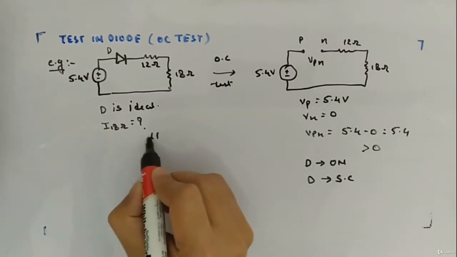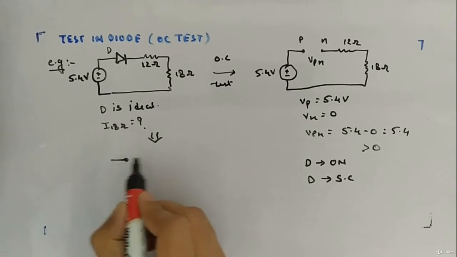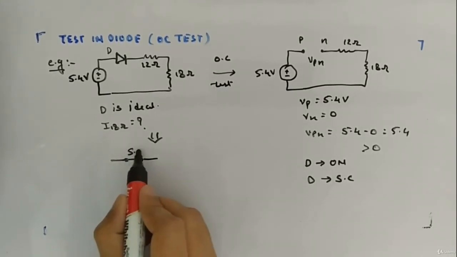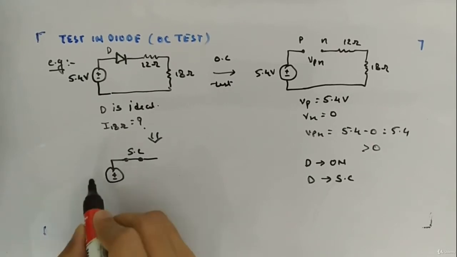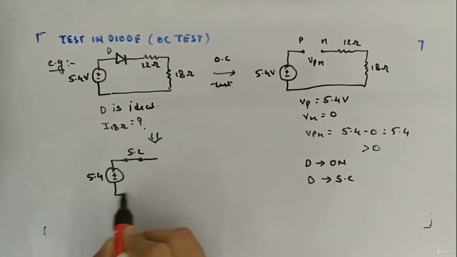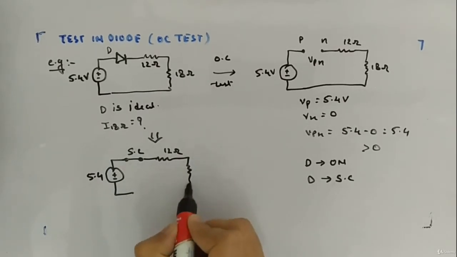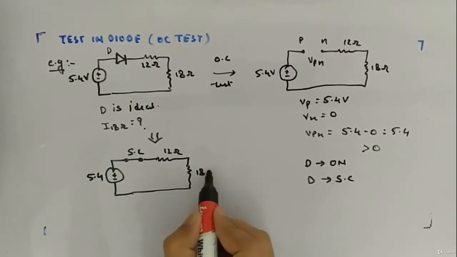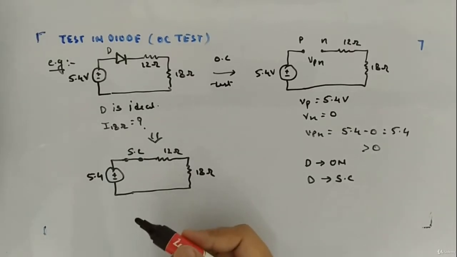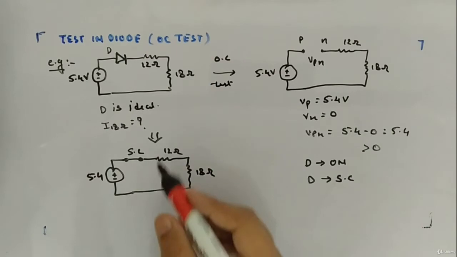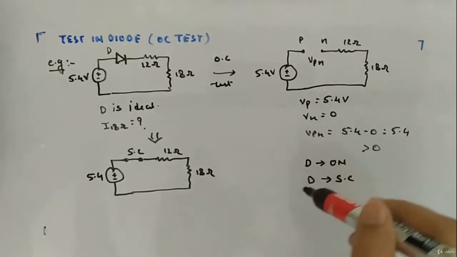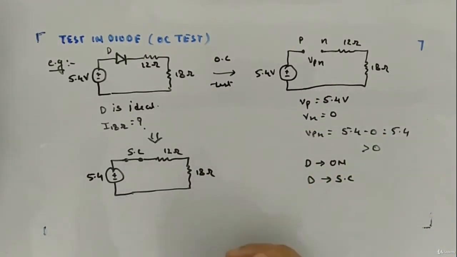So now if you make the equivalent circuit, what you will get is a short circuit, 5.4 volt, 12 ohm, 18 ohm, and this becomes the same circuit as you have seen in the short circuit test, so by doing the short circuit test also we were able to get this circuit.